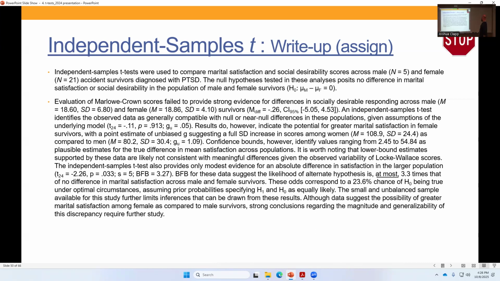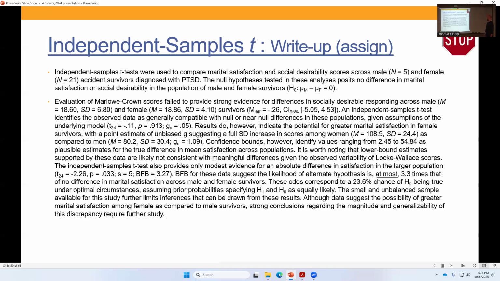Here, going through and pulling it all together: social desirability scores failed to provide strong evidence for differences in desirable responding across men and women, okay? And so just going through and providing means, standard deviations, difference, confidence bound. The independent sample t-test identified that the observed data is generally compatible with null or near-null differences in these populations, given assumptions of the underlying model. Saying, just not much happening with this, right? So we don't need to say much more with this, okay?